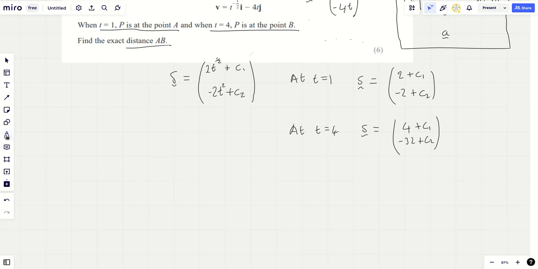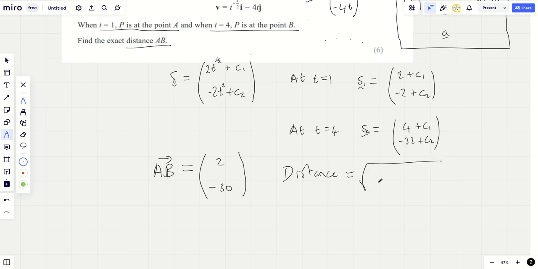So let's actually find the vector AB here, because we could easily find this as a vector because we've got 2 different positions. Let's call this S1 and S4, just to denote that's the position at t equals 1 and that's the position at t equals 4. To get from A to B here, then, we're therefore going to do this one, take away this one, and the c1s cancel. Or if you prefer, think of c1 and c2 here as 0, 0, and then you can see you're going from 2, minus 2 to 4, minus 32. But we're just going to be taking them away. So take them away, you get 2, we need to add 2 to get from there to there, and here we need to take away 30. And that's how we get from A to B.